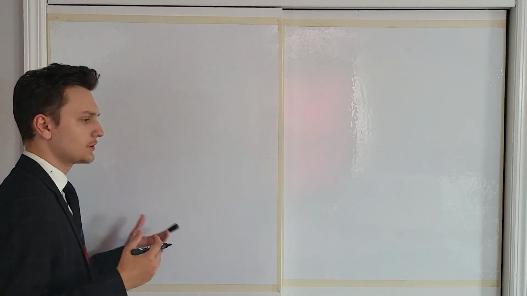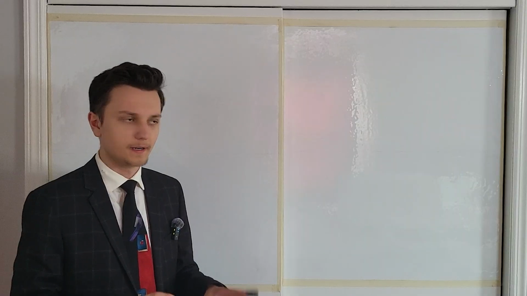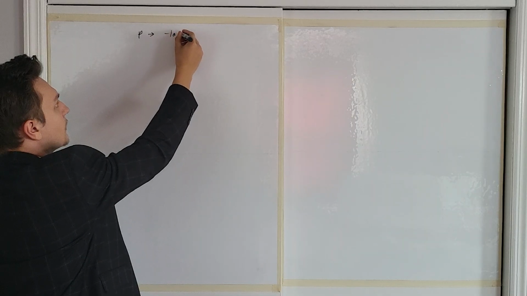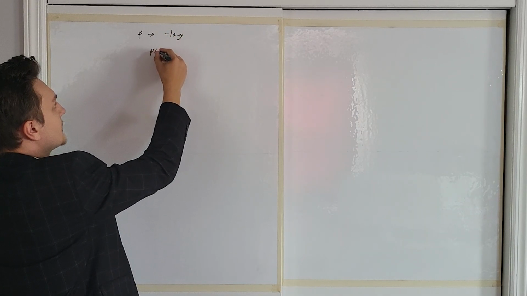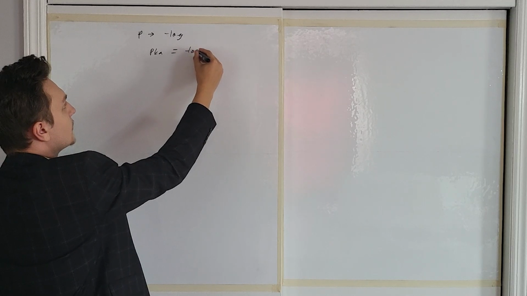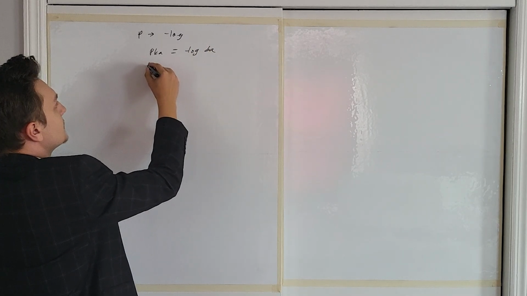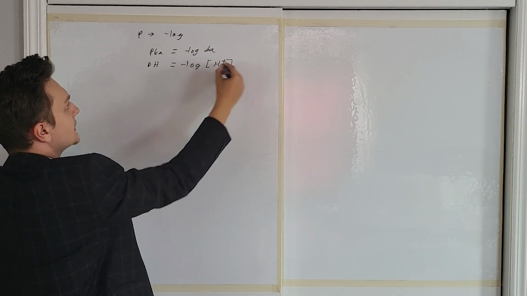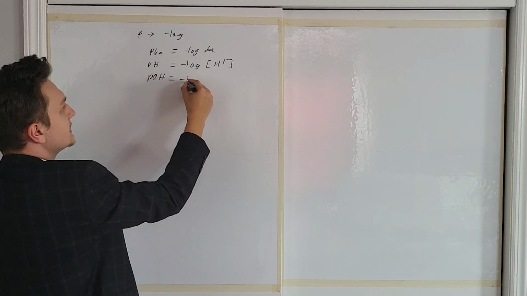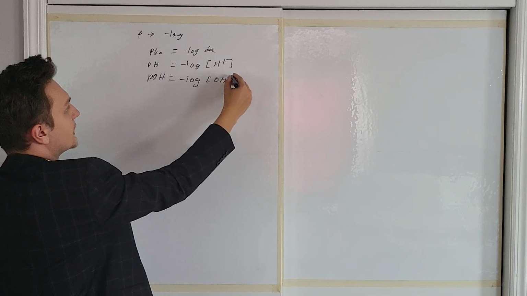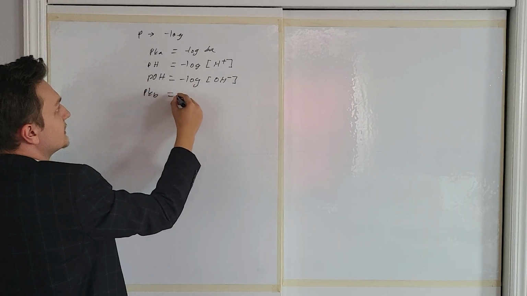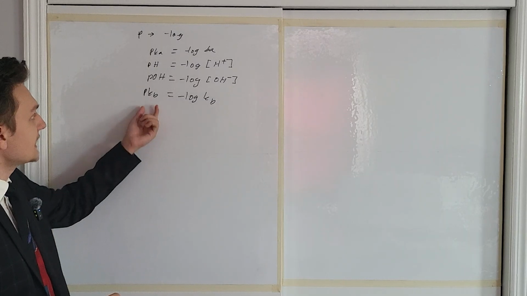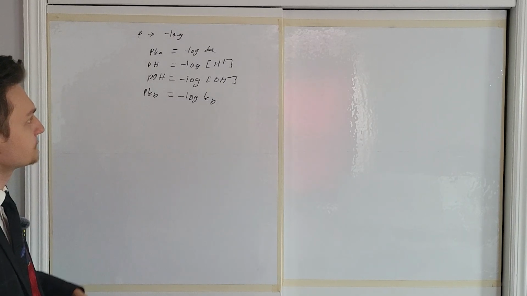So just so we simplify this really early, if you see a p in front of something, that just means take the negative log. If I see pKa, that is the same thing as the negative log of the Ka. If I see pH, that is the negative log of the concentration of H+. If I see pOH, that is the negative log of the concentration of OH-. If I see pKb, that is the negative log of the Kb. Whenever you see p, just take the negative log of whatever's in front of it, okay?